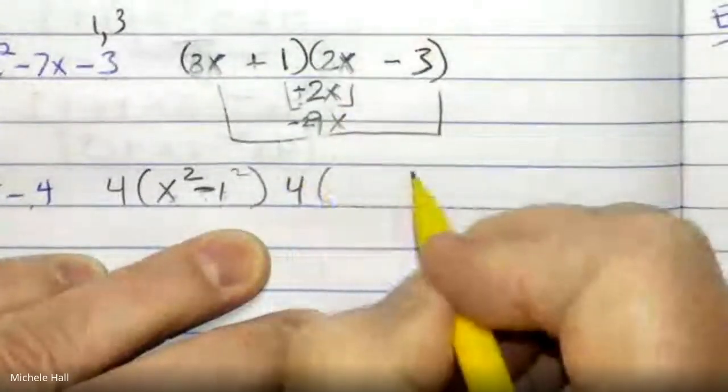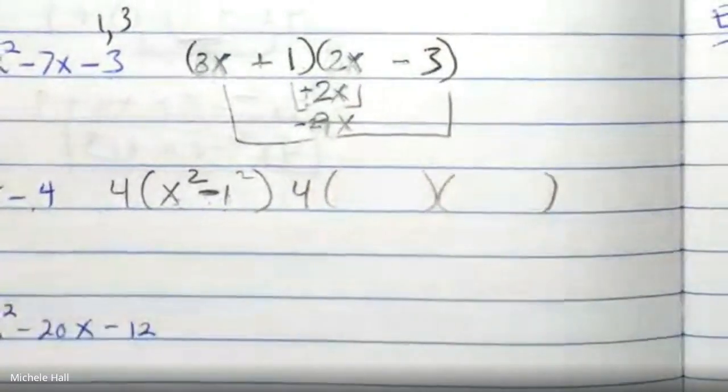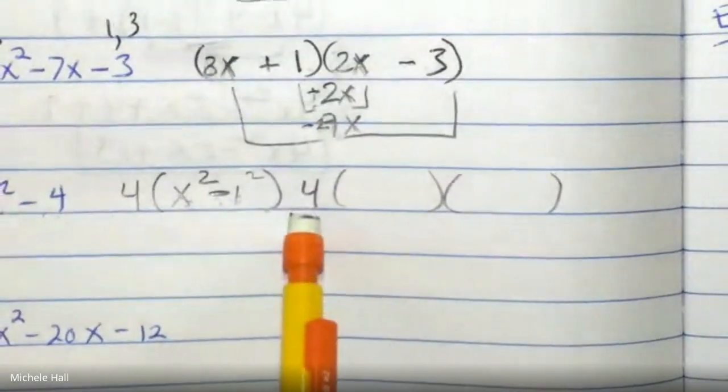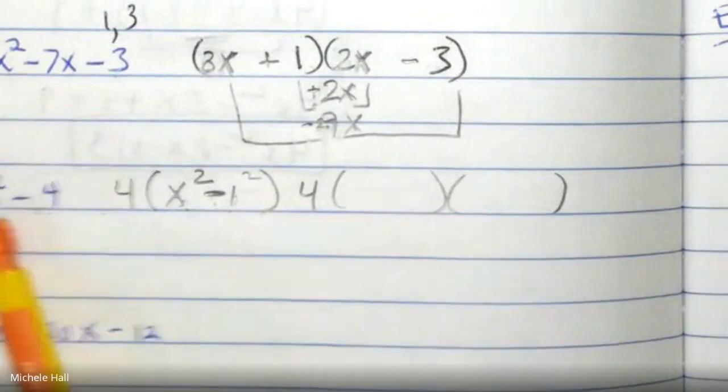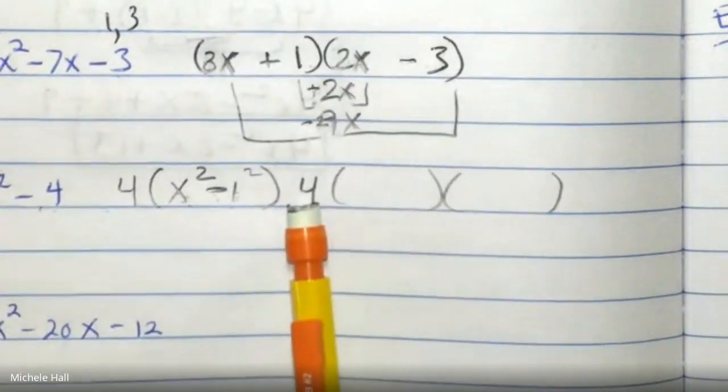In the homework, when you were using the box method or the star method, you didn't have the 4 out front. Remember that when I multiply this all back together, it still has to equal the original. So many of you are missing the number out front.